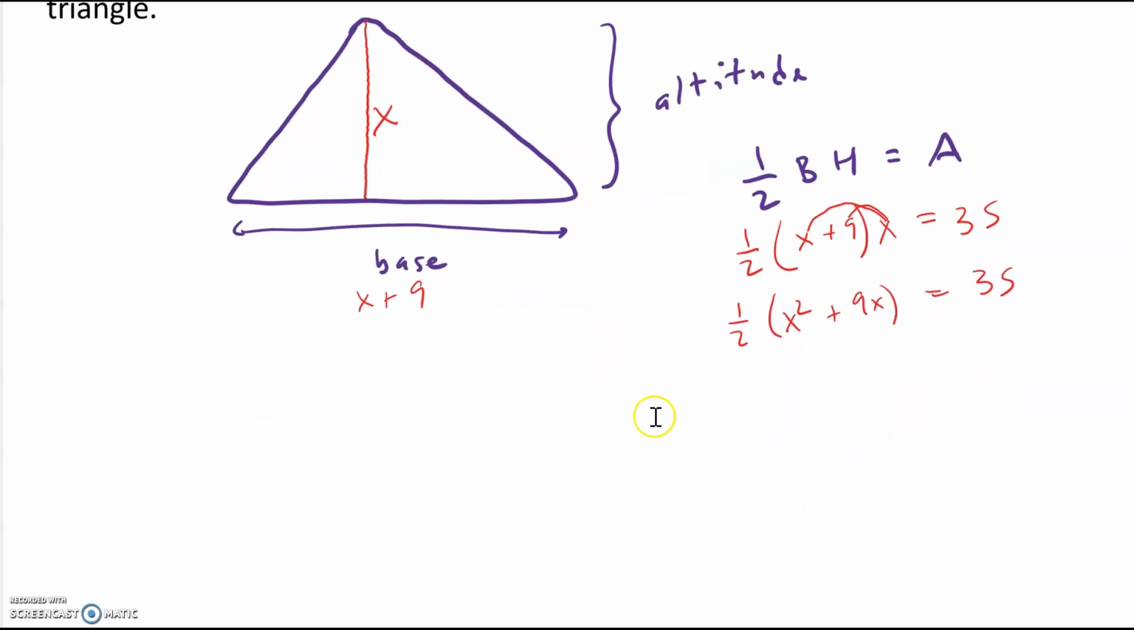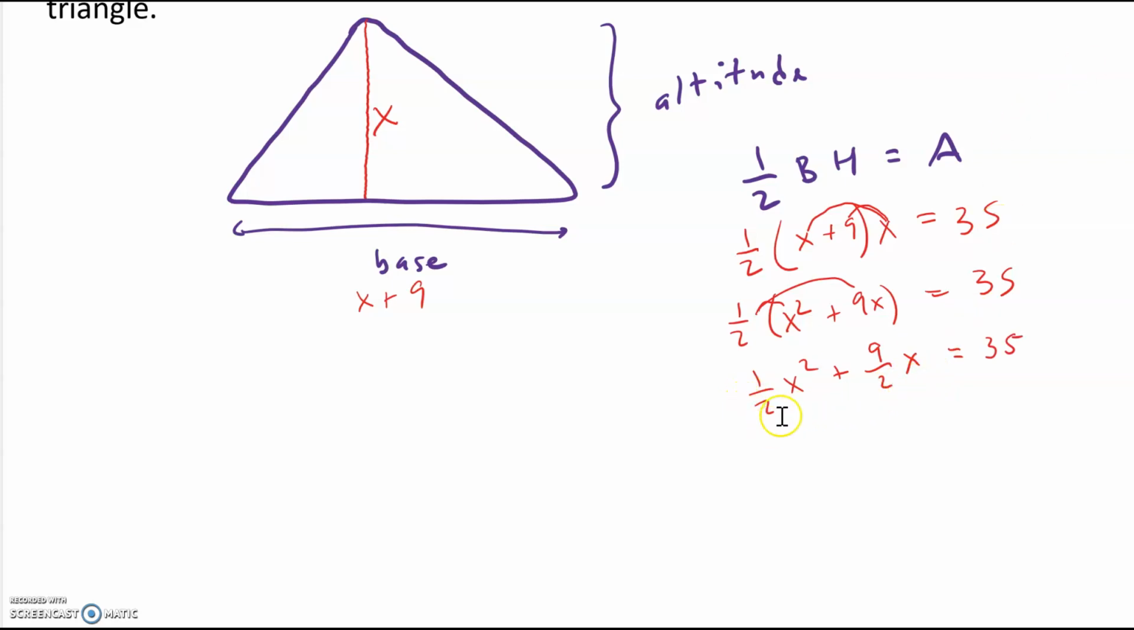And then I can distribute the half. So I've got 1/2 x squared, and 1/2 times 9x, I'll just call that 9/2 x, because 9 times a half is 9/2. I could say 4.5, but I'll just keep it in fraction form. Okay, still equals 35.